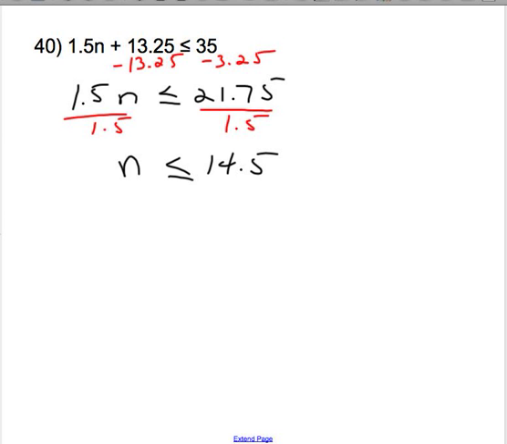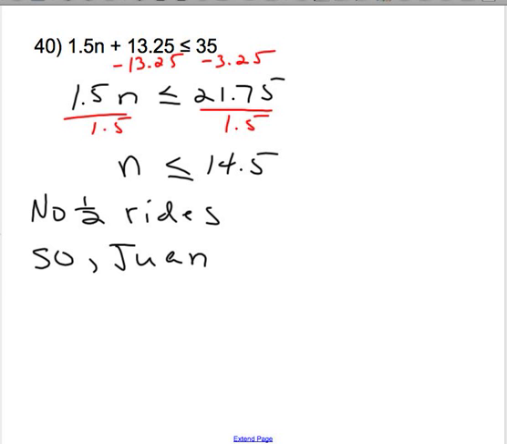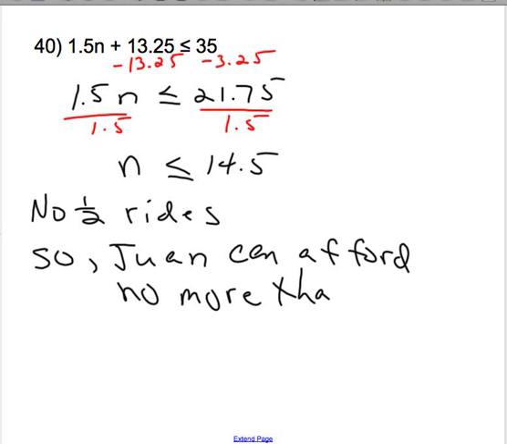N stands for the number of rides. There is no such thing as half rides. 0.5 a ride, impossible. They're not going to kick you out halfway through a carnival ride. So, Juan, who's the person from the story problem, can afford no more than 14 rides. In this case, decimals, fractions do not make sense in context of the problem.